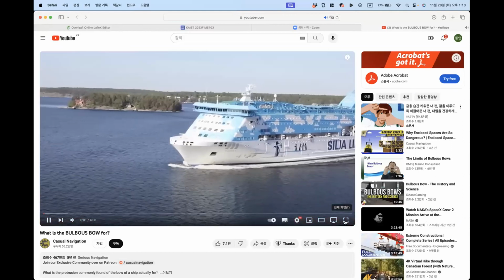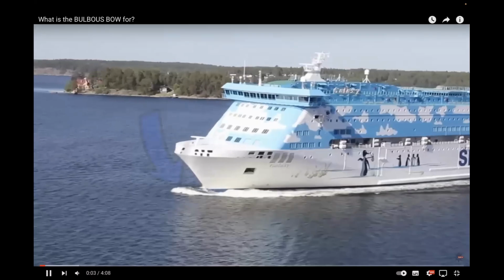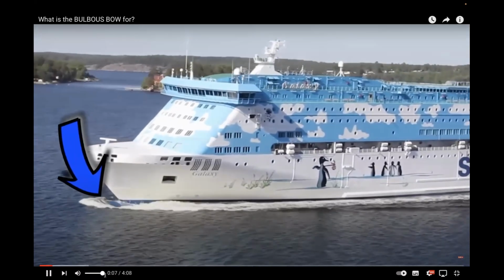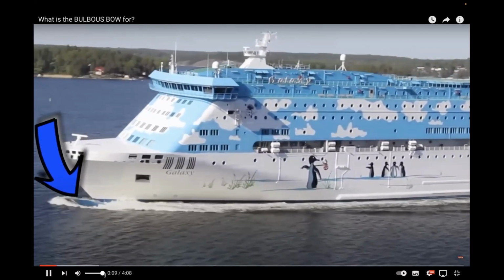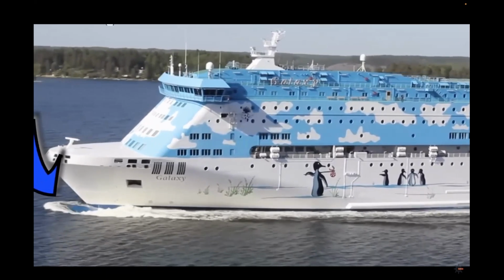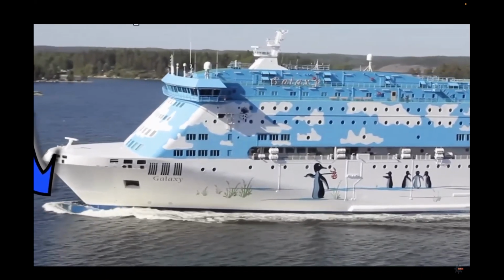Have you noticed how a lot of ships have this strange protrusion at the forward end? It's a big lump of metal sticking out below the water, and we call it the bulbous bow. But it serves a specific purpose. In this video I'm going to tell you what it is for and why they are fitted.